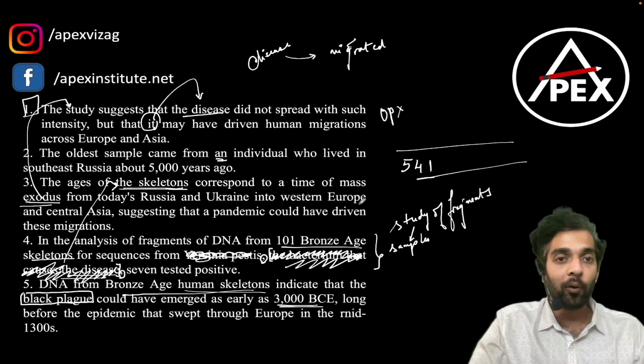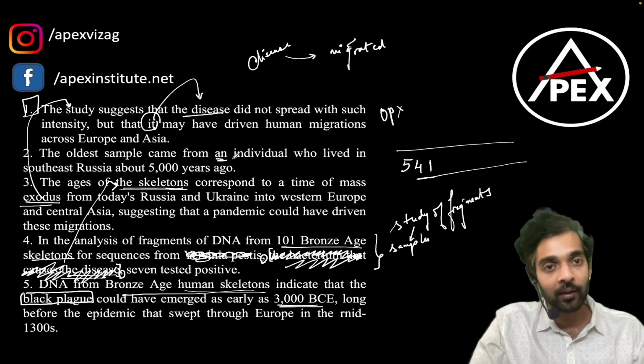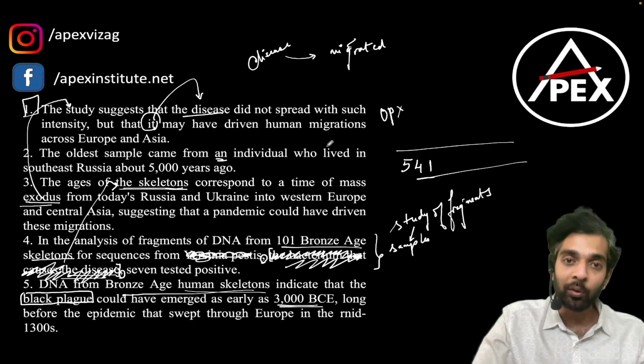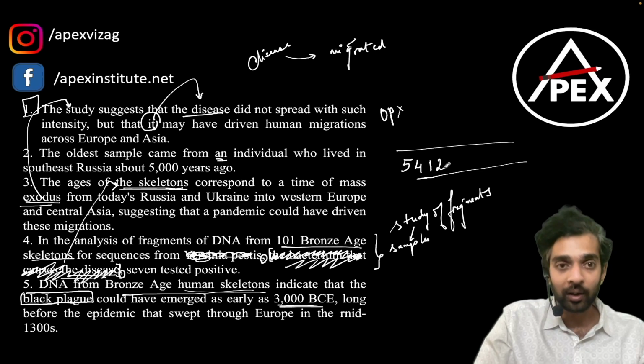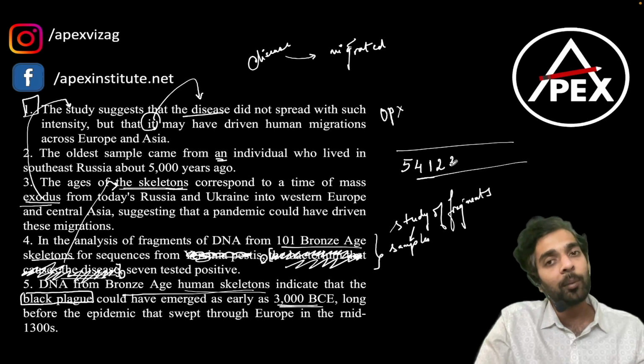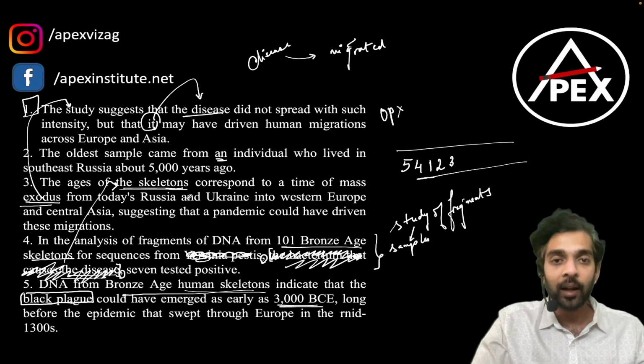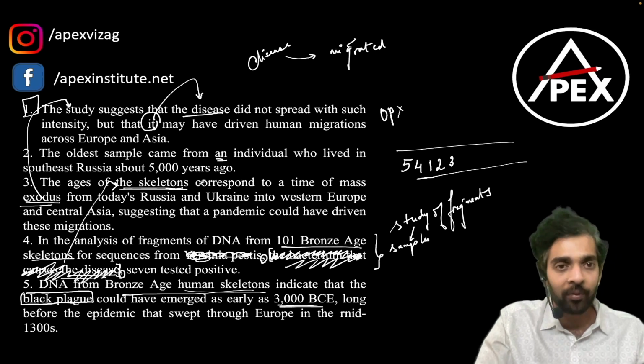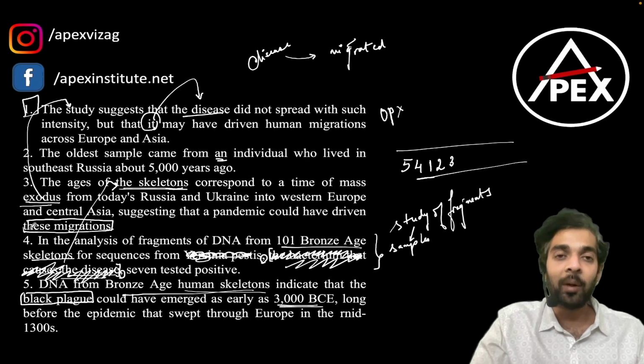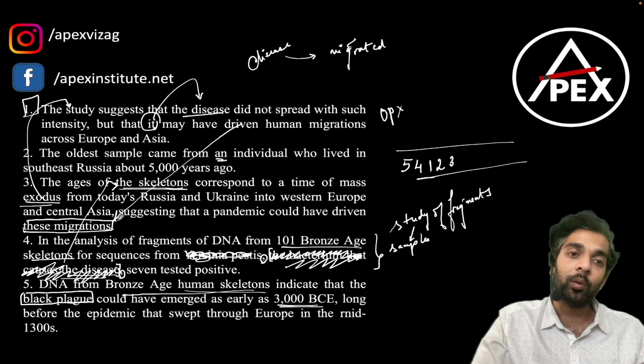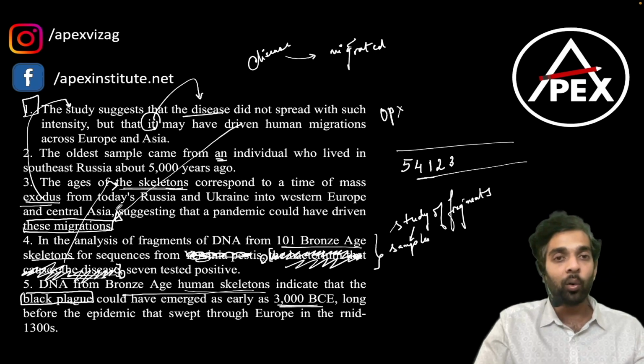So we have 5, 4, 1, and after that obviously we are going to come to 2 and tell that there's an oldest sample which came from Southeast Russia, which was 5,000 years ago, and then the conclusion statement would be 3. Yes, all these migrations, obviously here also he has already mentioned these migrations in this last part, so all these migrations are coming to this point, right? So our total answer would be 5, 4, 1, 2 and 3.